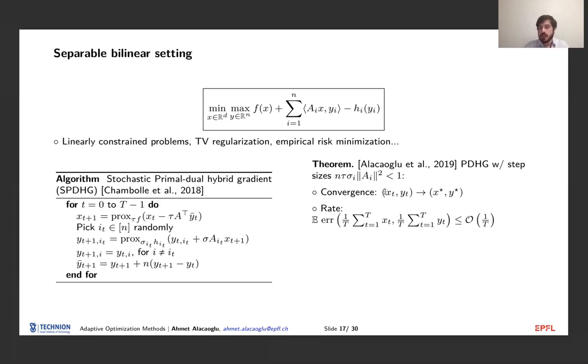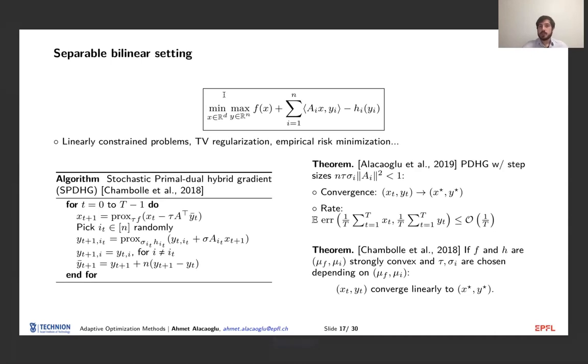And what we can show is that we have convergence of the iterate again to a solution. In terms of rate, since we have randomization, we will have expected primal dual gap as the optimality measure, and this will go with the optimal 1/t rate. On the other hand, when the primal and dual functions are strongly convex, one can show faster linear convergence. But for this one, we have to use the step sizes tau and sigma chosen depending on the strong convexity constants of F and the strong convexity constants of HI, which are given as mu I here.